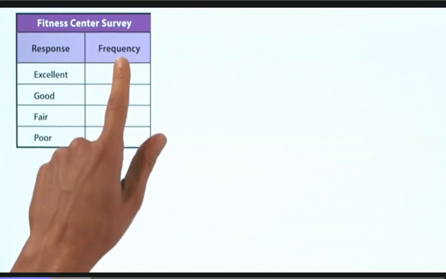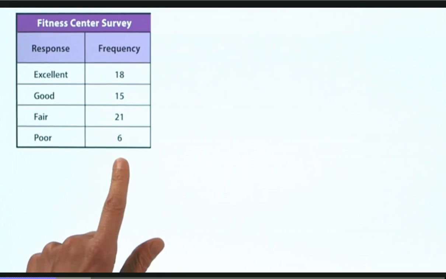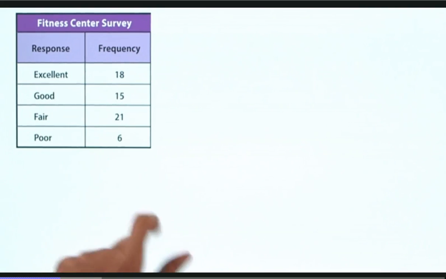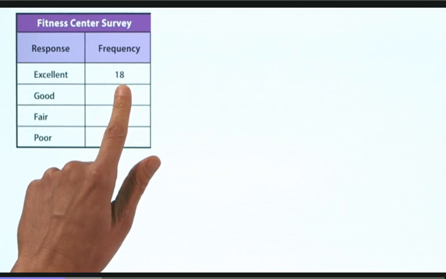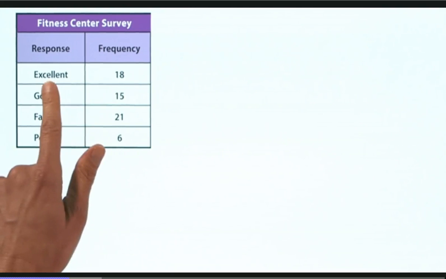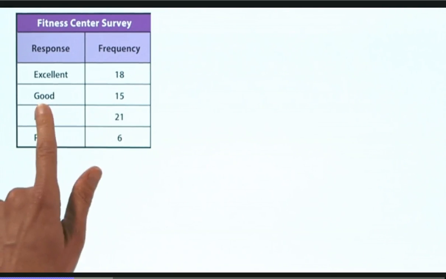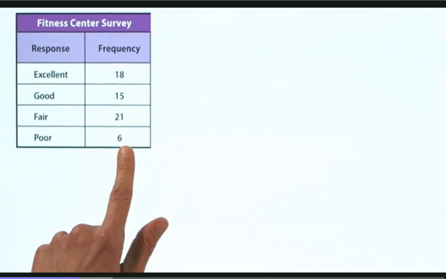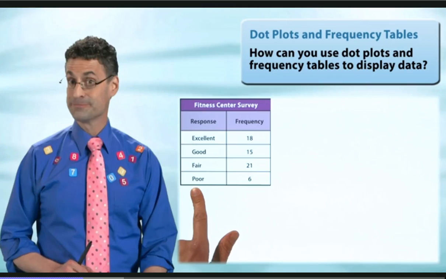Well, here, by frequency, this means how many of the individuals that completed the survey ranked each of the responses. So, for example, what this table tells us is that 18 of those who responded to the survey rated the fitness center as excellent. 15 other people rated the center as good, 21 other people rated it as fair, and 6 people, quite frankly, think the center is poor.